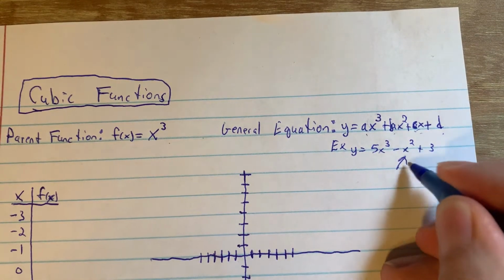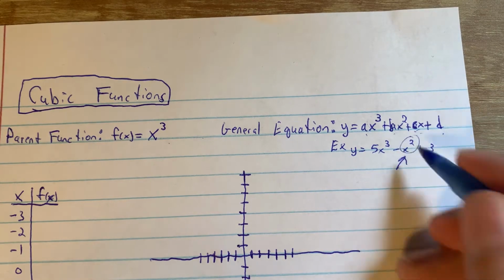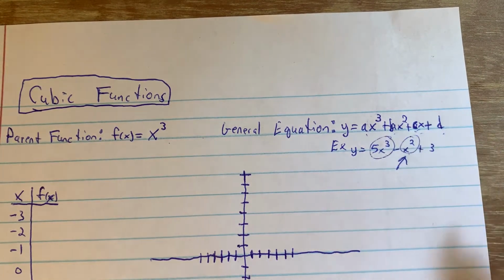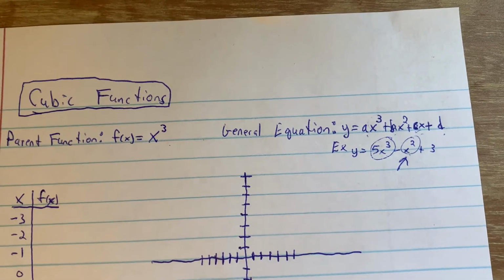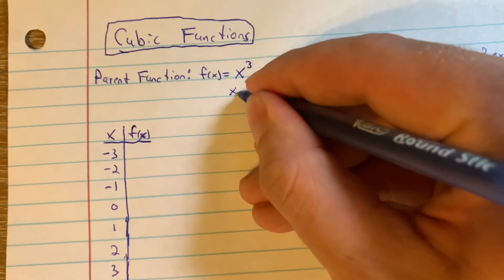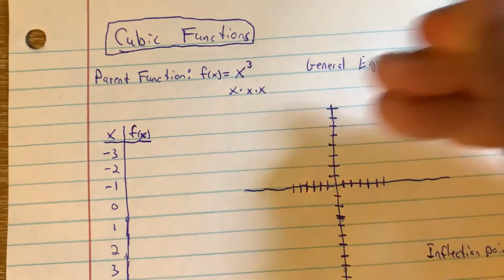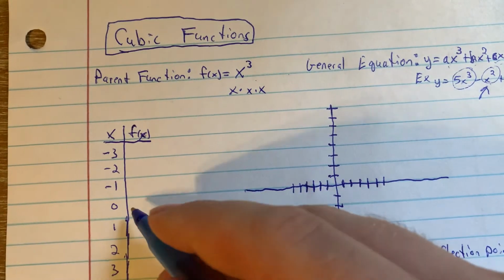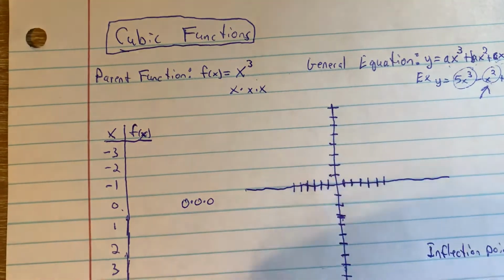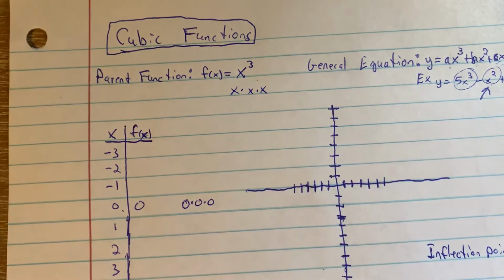One thing to note about this is a lot of people think of x squared as being a quadratic, but if there's an x cubed, the cubed wins out and it makes it a cubic. So let's look at how this function works. And remember that cubed means x times x times x. It means times itself 3 times. So when x equals 0, that means 0 times 0 times 0, which is 0.